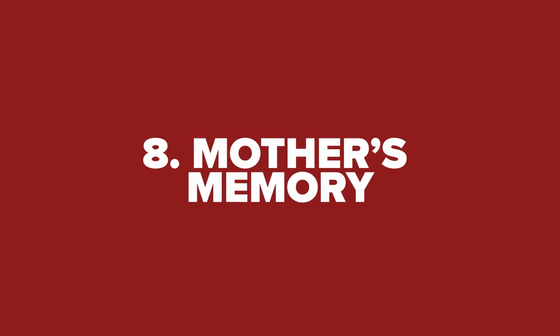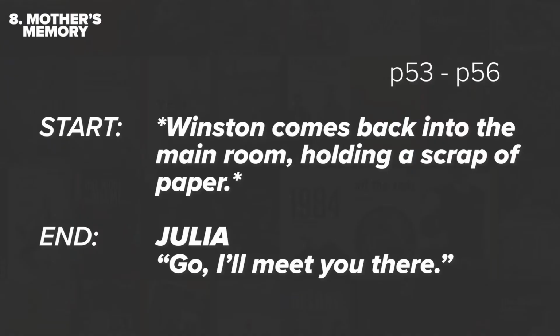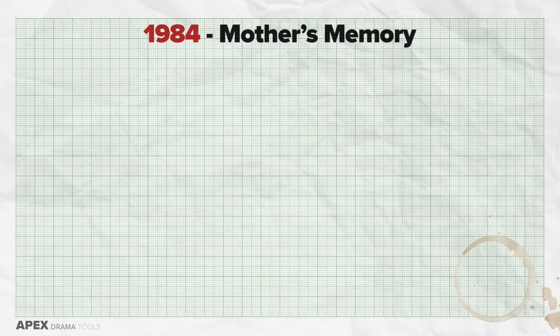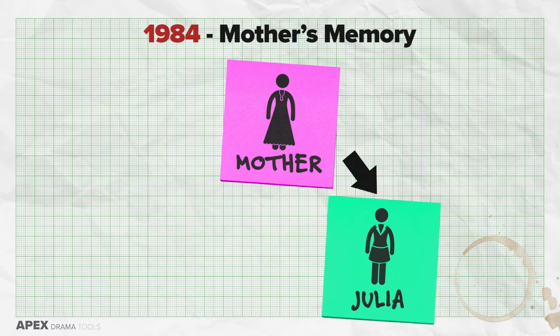Mother's memory. In this section, Winston remembers an important interaction with his mother as a child. Start this section at the stage direction, Winston comes back into the main room holding a scrap of paper, and then end this section when Julia says, "Go, I'll meet you there." This is an interesting trialogue for Mother, Julia, and Winston. For Winston, how are you going to show both his childhood state and his adult state? Will this be a sudden shift between the 2 ages, or a combination between the different energies and physicalities?